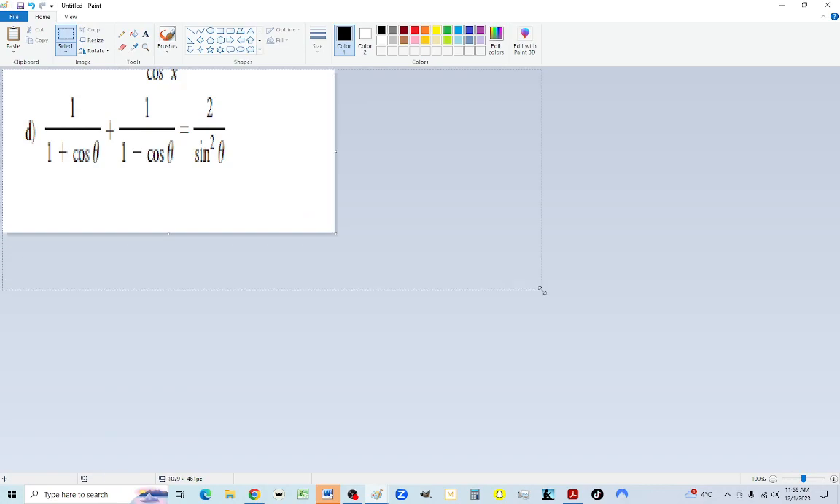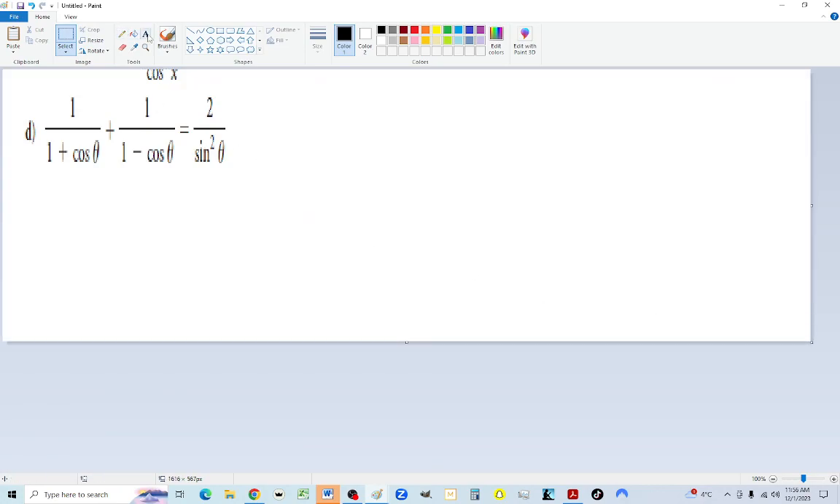So again, a lot of it is getting rid of the denominator. So how do you add two things with a different denominator? You cross multiply.